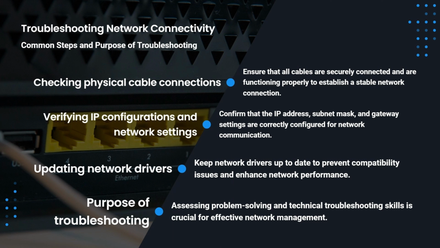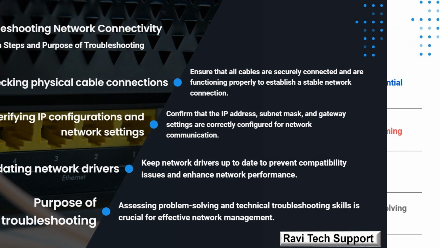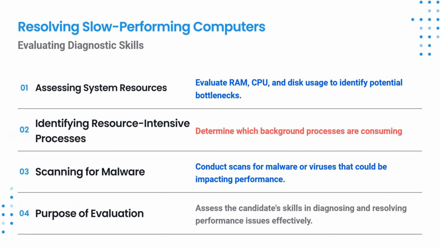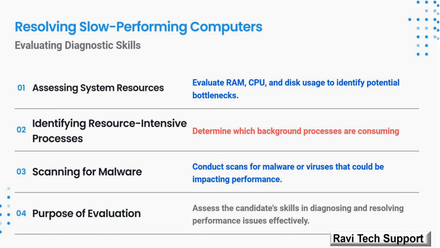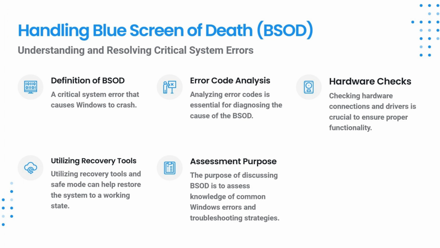4. How would you troubleshoot a user who is unable to connect to the network? Purpose: tests problem solving and technical troubleshooting skills, such as checking cables, IP configurations, network drivers, etc. 5. Explain the process of resolving a slow-performing computer. Purpose: assesses diagnostic skills for performance issues, such as checking RAM usage, CPU, disk space, background processes, and potential malware.